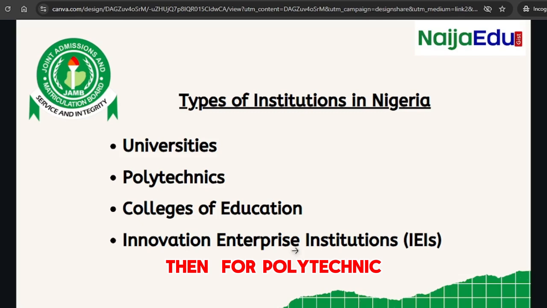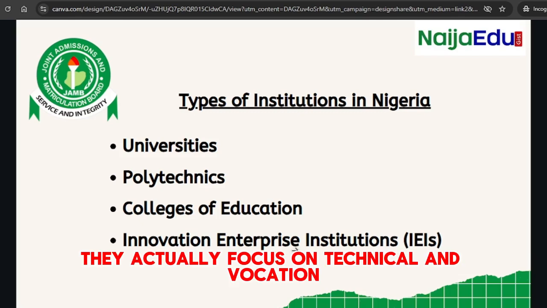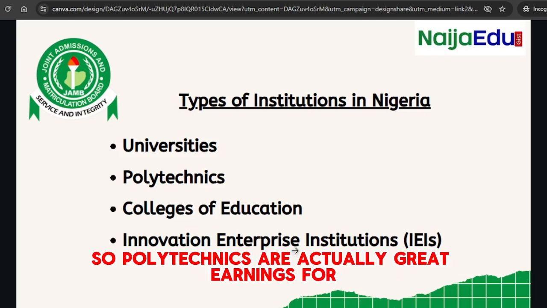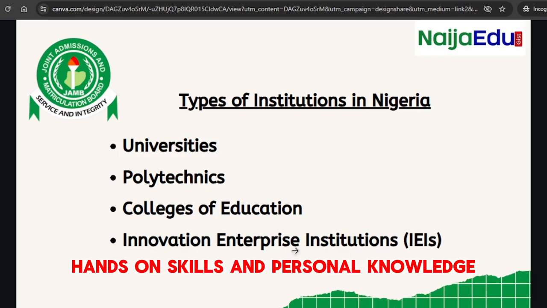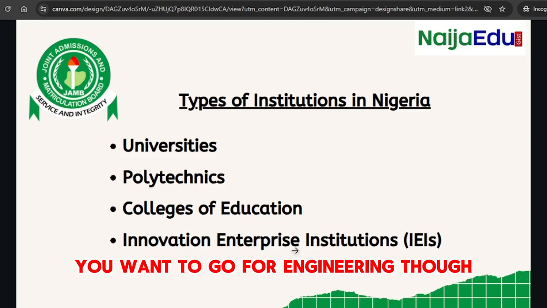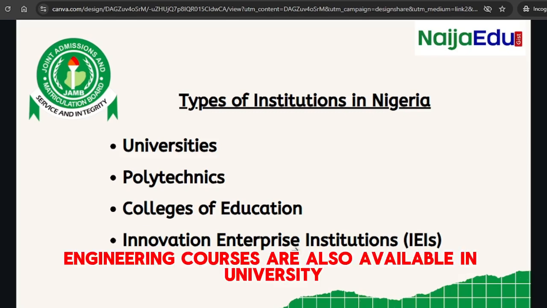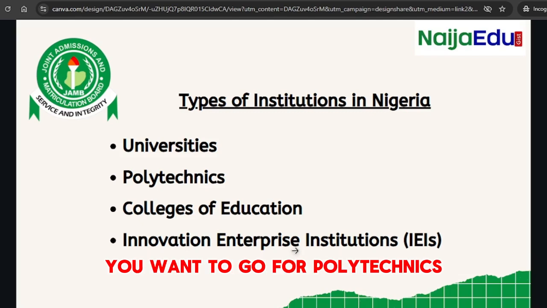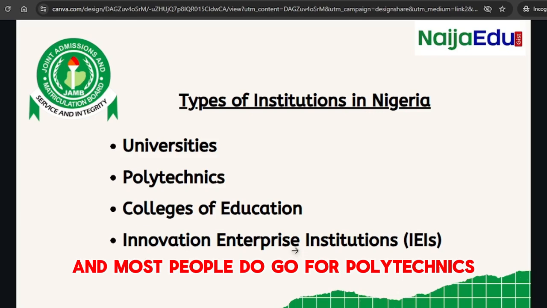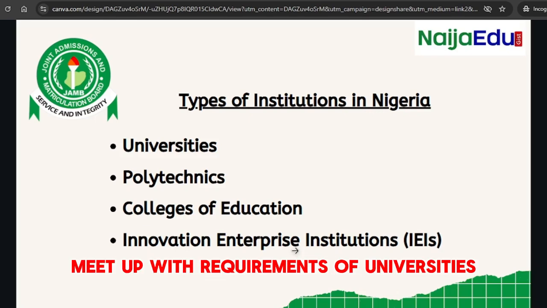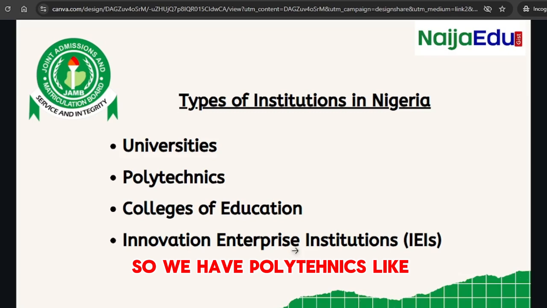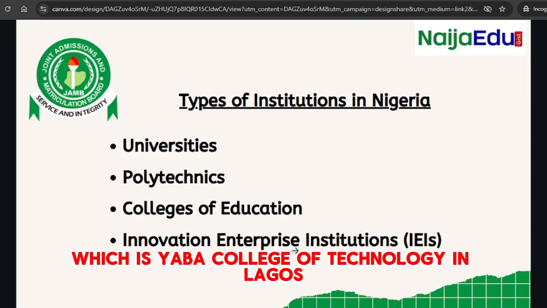Then polytechnics actually focus on technical and vocational educational courses. Polytechnics are great for hands-on skills and practical knowledge. If you want to go for engineering, though engineering courses are also available in university, but if you want to focus more on the practical aspects, you might want to go for polytechnics. Most people go for polytechnics when they don't meet the requirements of universities. So you have the option of picking polytechnics also when you want to register for JAMB. We have polytechnics like Yaba Tech, which is Yaba College of Technology in Lagos.